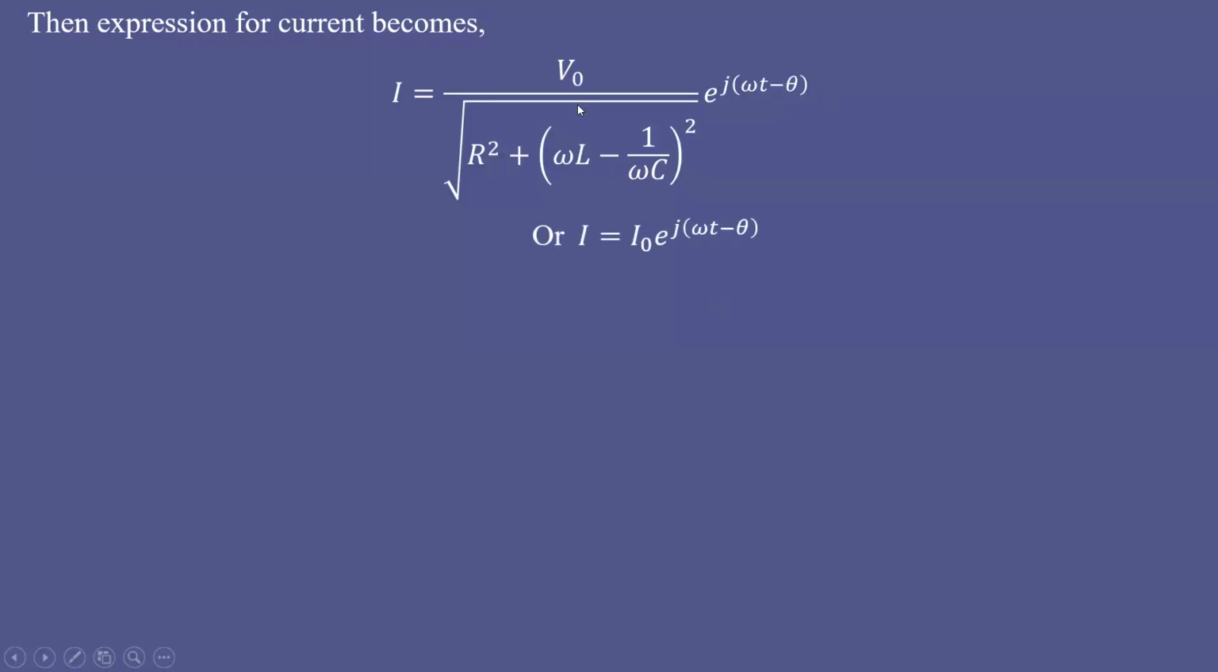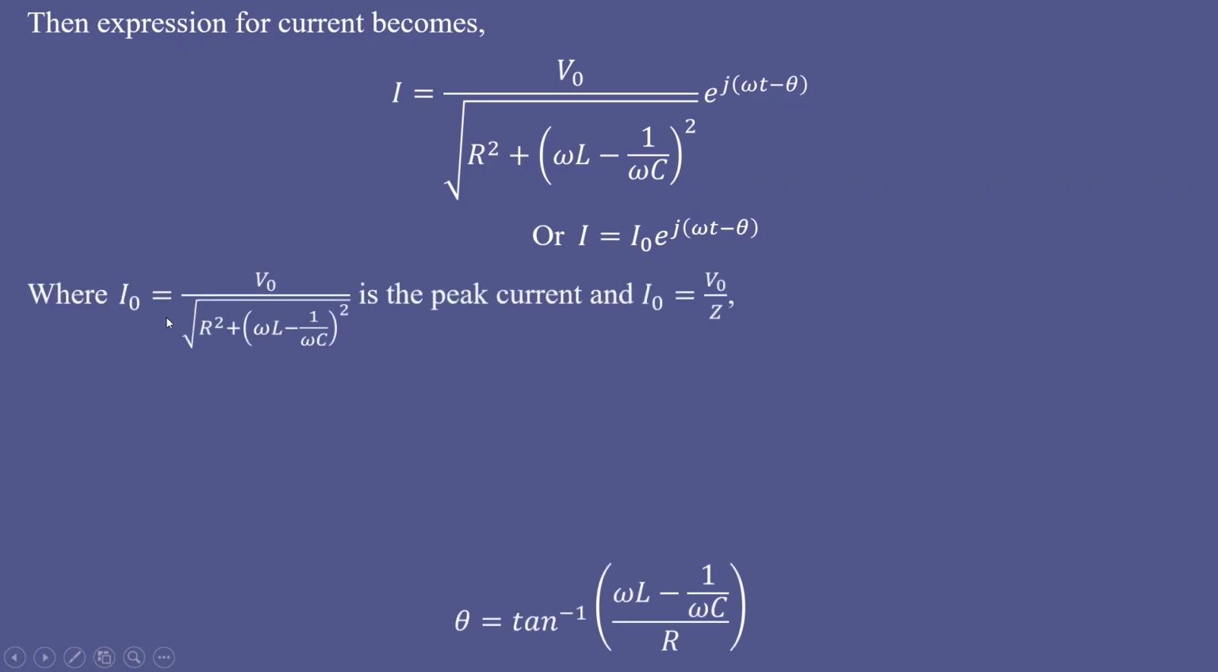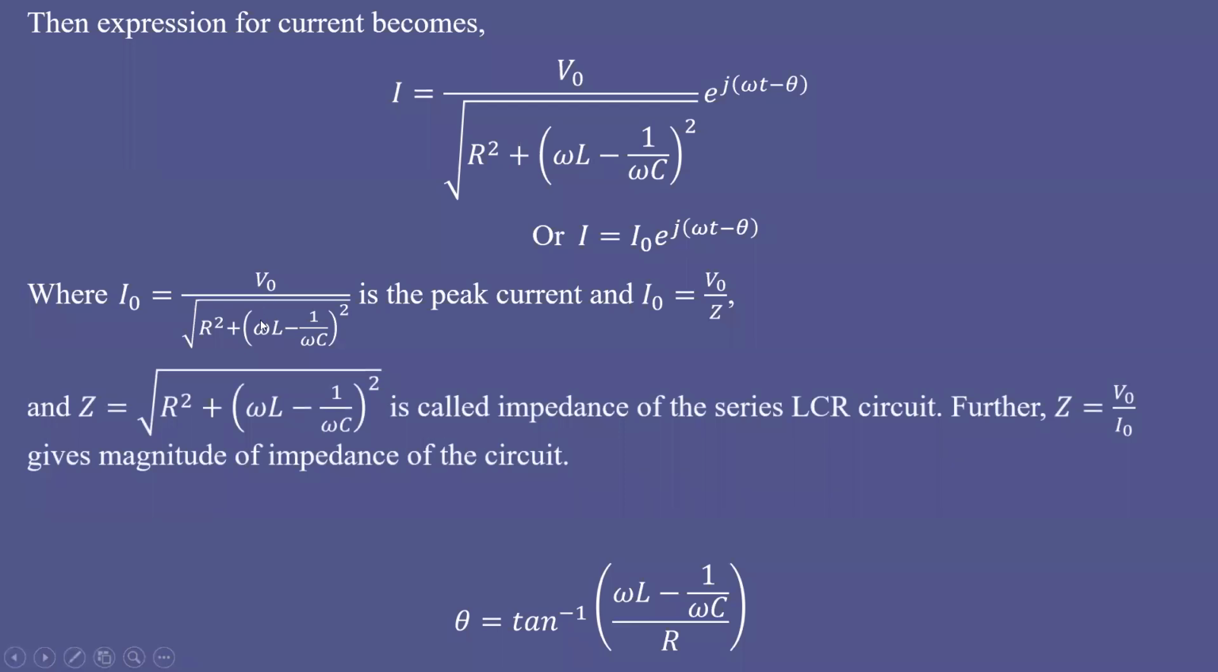And here, I can write this current as V naught by effective resistance. Voltage by resistance is current. This term is dimensionless. Therefore, this must be having the dimension of current. So V naught by this denominator should be having the dimension of current, and I will call this term I naught. So I naught is called the peak current that can flow through the series resonant circuit. Here I naught is given by V naught divided by the square root of R square plus omega L minus 1 by omega C the whole square, and is called the peak current.